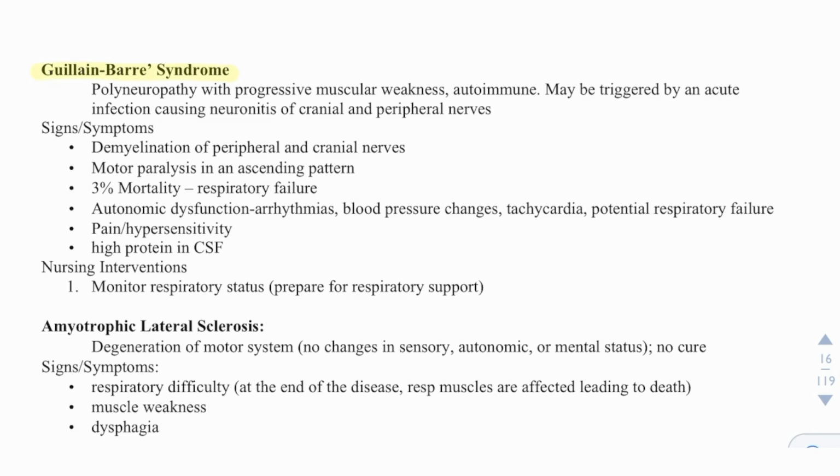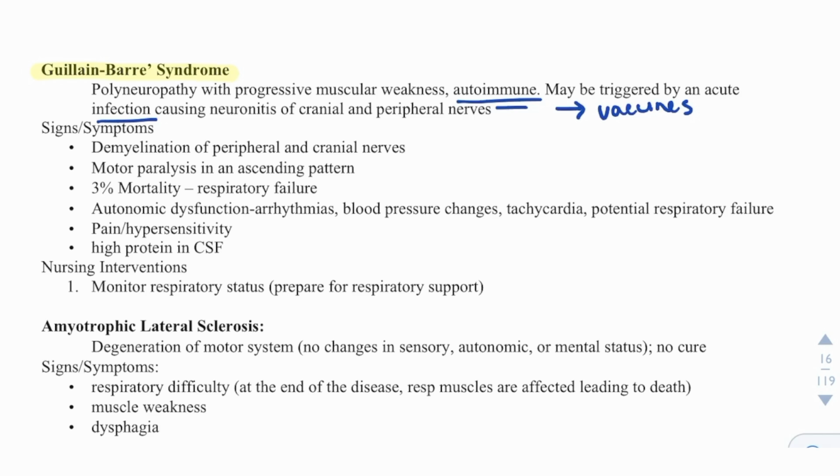This is a polyneuropathy with progressive muscular weakness. It is an autoimmune disease. It may be triggered by an infection causing neuritis of the cranial and peripheral nerves. You'll also see this as a side effect of some vaccines. It's rare, but it can happen.